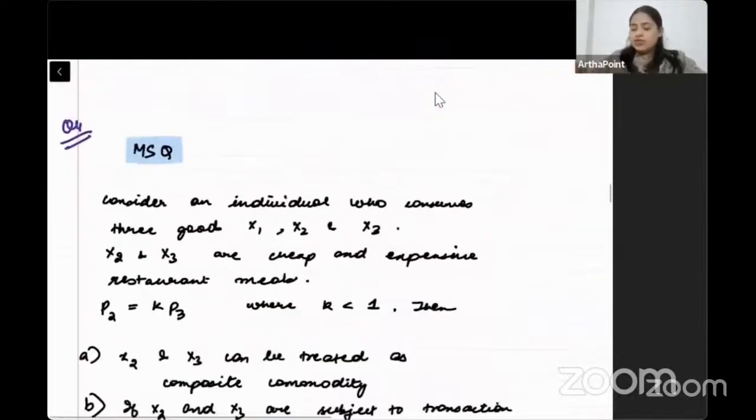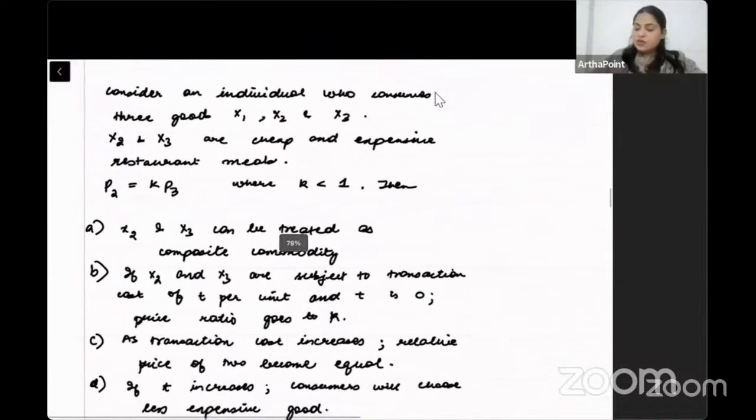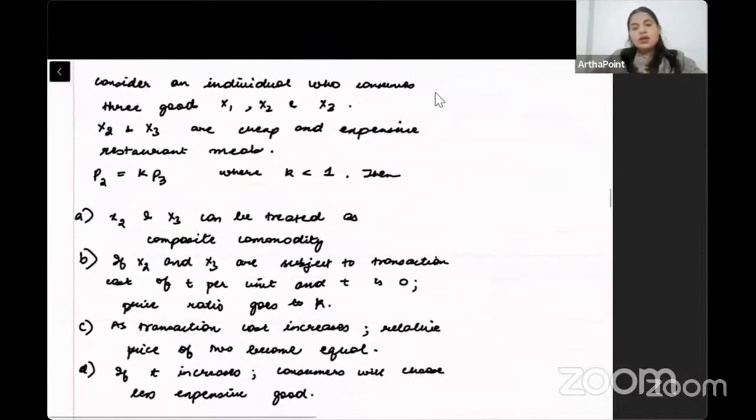Okay, come to the next question, beta. This is an MSQ question. Again, I am giving you 5 minutes to solve this. Take your time, please try to solve this. This is MSQ, so more than one option is correct. I want you to mark all those options for me. Just go ahead and do this.